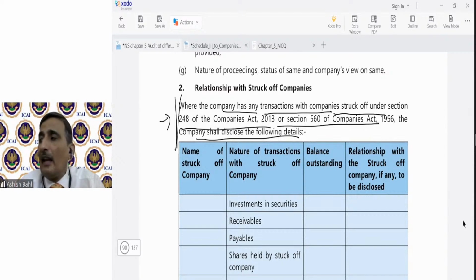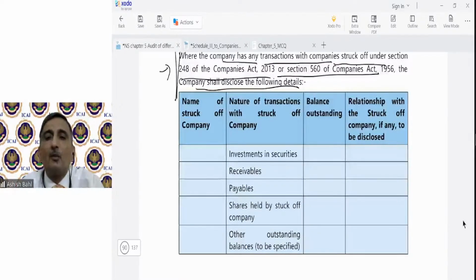So if there are transactions with the companies whose name has been struck off, then nature of these transactions has to be disclosed. That what is the investment in securities, what was the receivable amount, okay. And what is the relationship with the struck off companies.